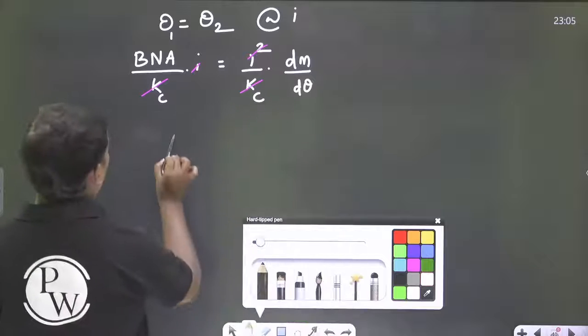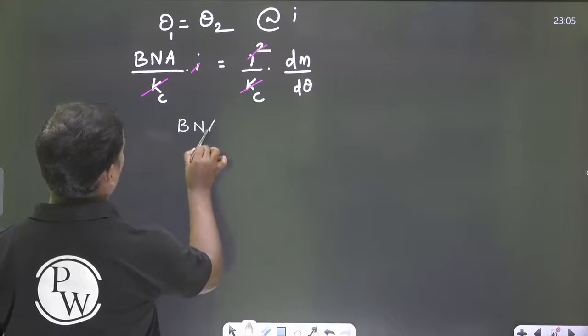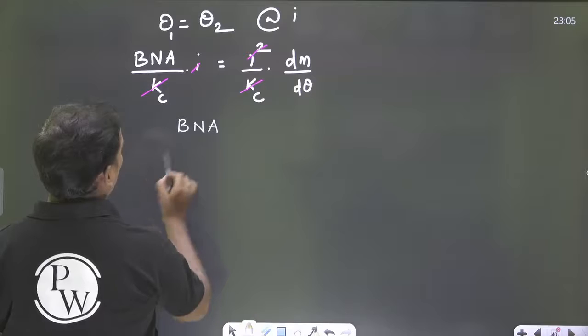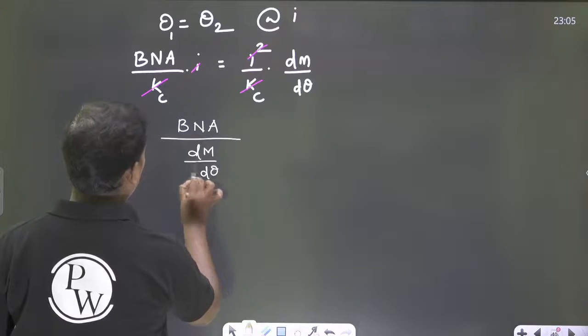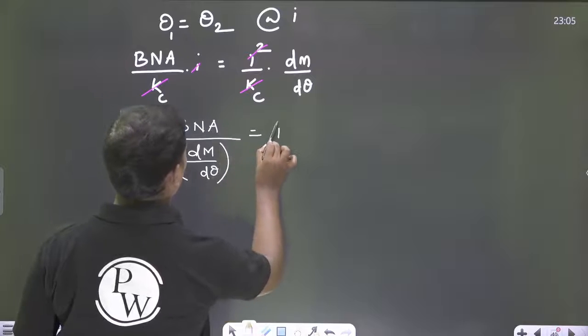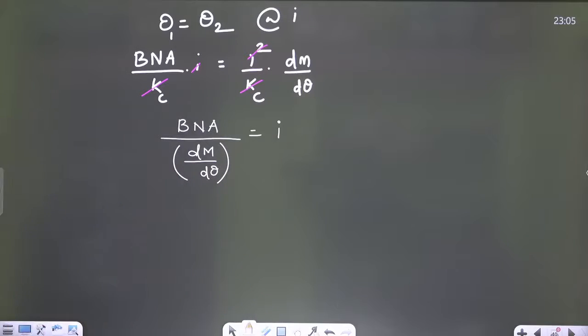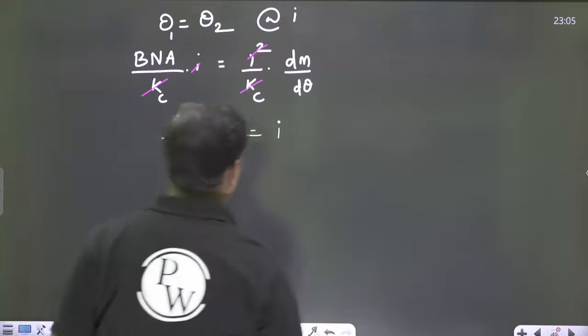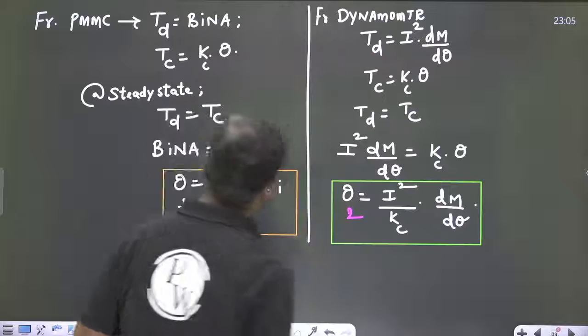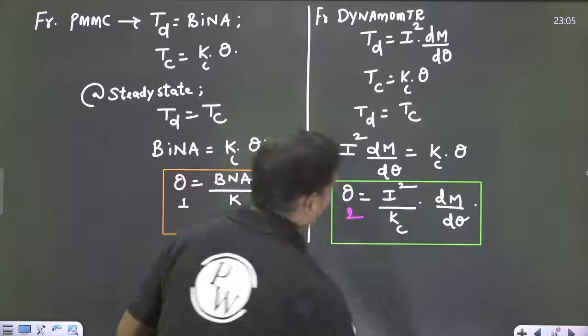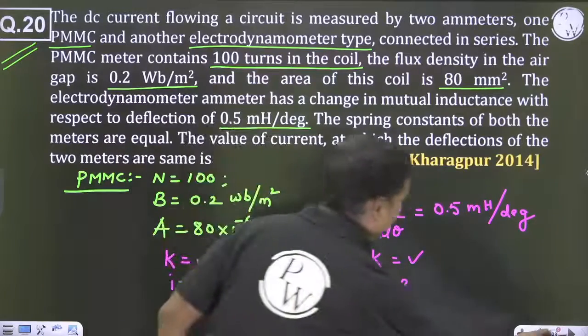What can I write? Pm by... So now we can write the expressions. B is given as how much? B is given as 0.2.